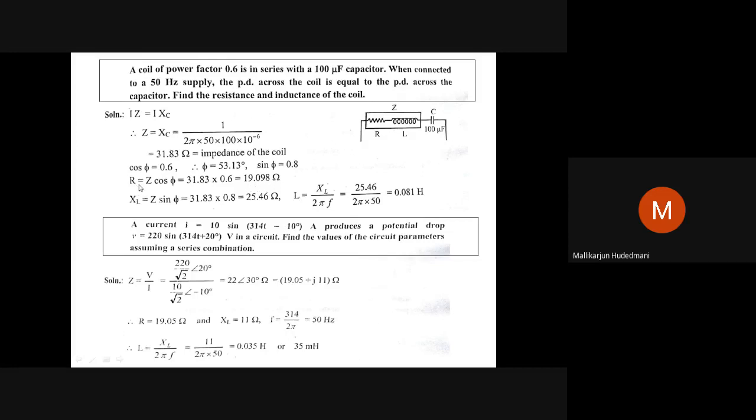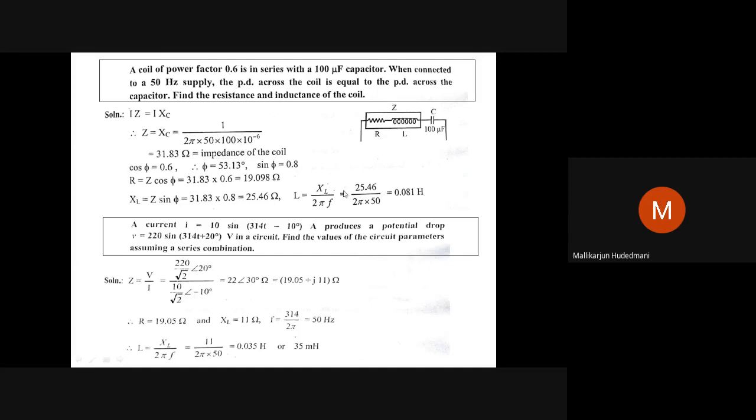If I get R and I know the Z, is there any difficulty to get XL? No difficulty, using the triangular relationship with the Pythagoras relation. Z square equal to R square plus XL square. I can get XL. Or like R equal to Z cos phi, XL is Z sin phi. Then get the value of XL. From the XL, what is L? XL equal to 2 pi f L. So L you can determine. L stands as 0.081 Henry.